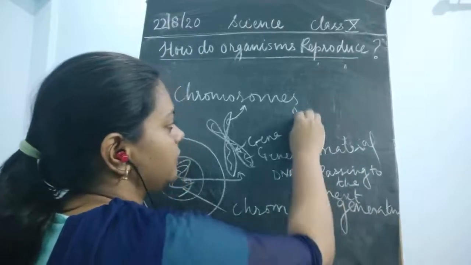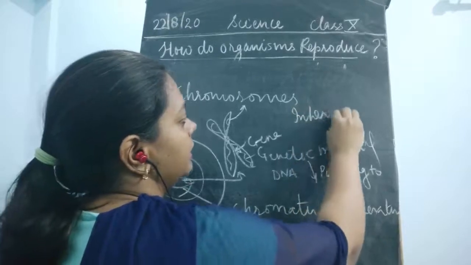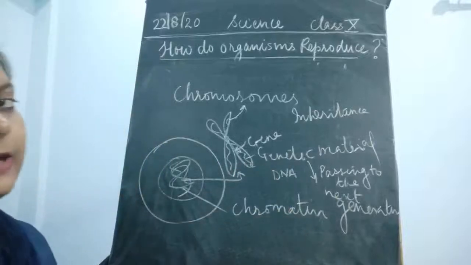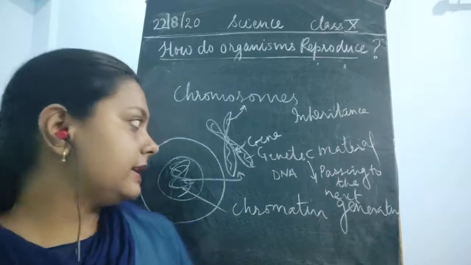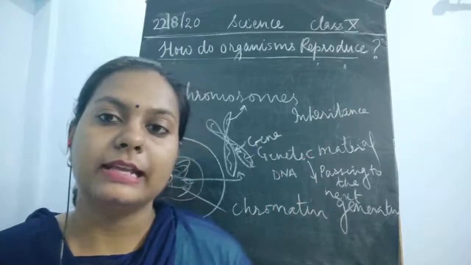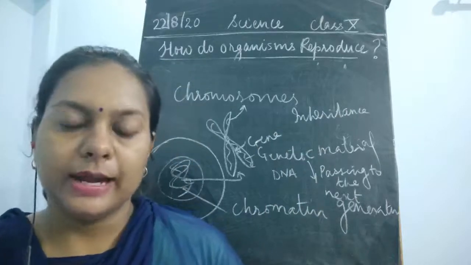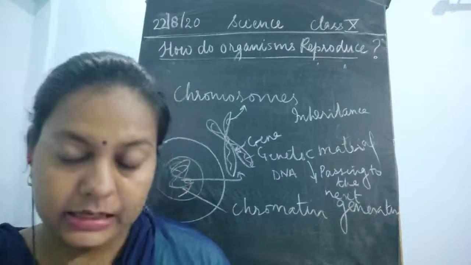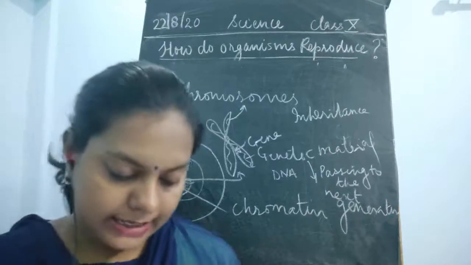It is a matter of inheritance. It is a process of inheritance. So the DNA and the RNA are going to be transferred into the next generation, and that is why it is said to be the matter of inheritance. It contains the information regarding inheritance.